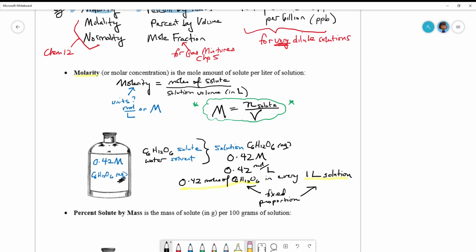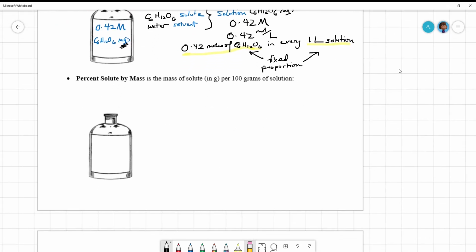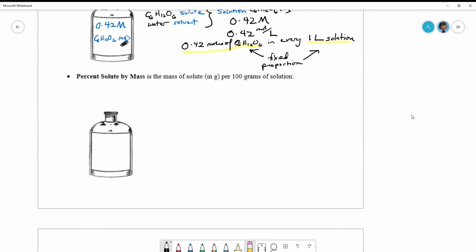Okay, well, there is our look at molarity concentration. I said the other concentration expression we're going to look at in this chapter is percent by mass. In particular, what we're going to be looking at is percent solute by mass. And as it turns out here, percent solute by mass is the mass of solute in grams per 100 grams of solution.